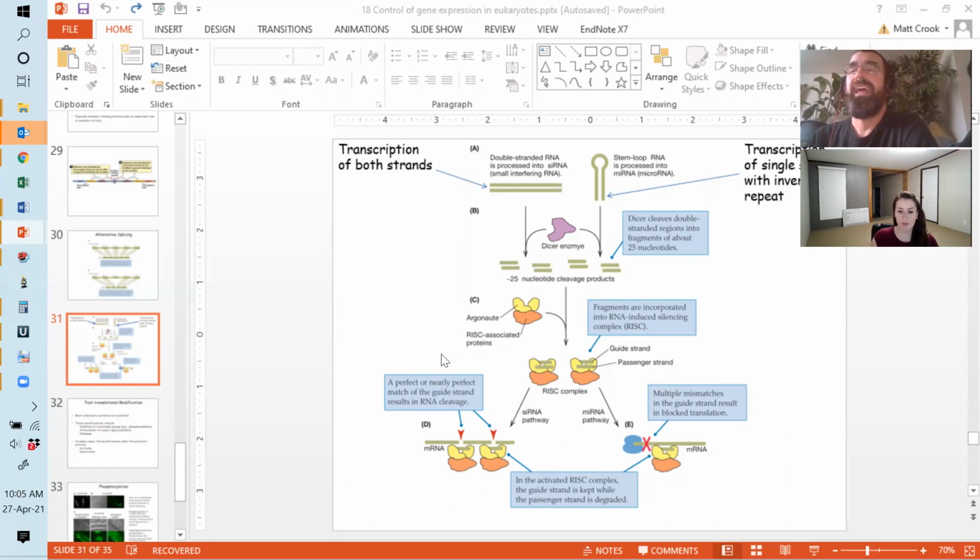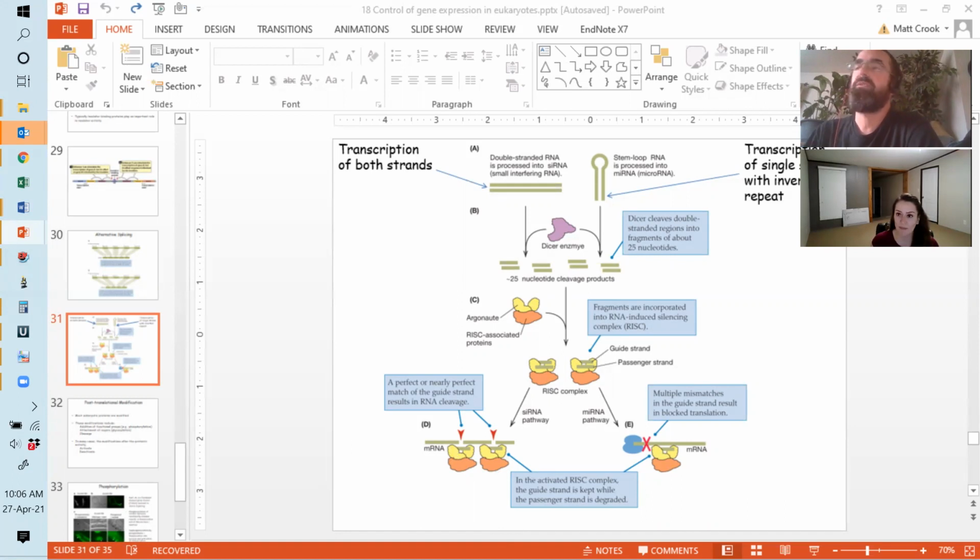But this gives us an extra wrinkle, an extra way of controlling gene expression. And this was actually discovered as a means of controlling gene expression in C. elegans again, because it is the world's best model organism, in my opinion. She's doing it again.